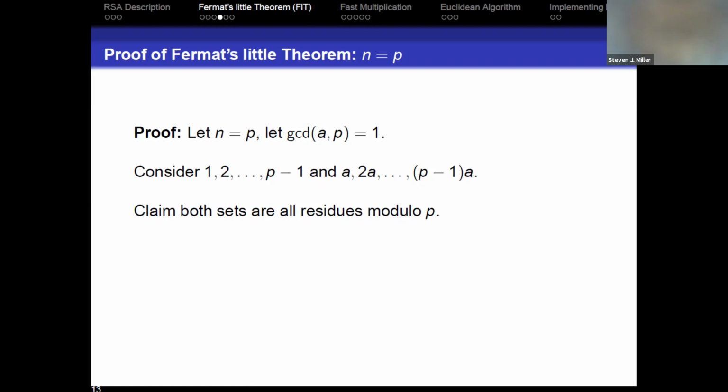And so the key observation is that these two sets, if I look at them modulo p, they're precisely the same. They're just the numbers 1 to p minus 1. The second set is just rearranged.